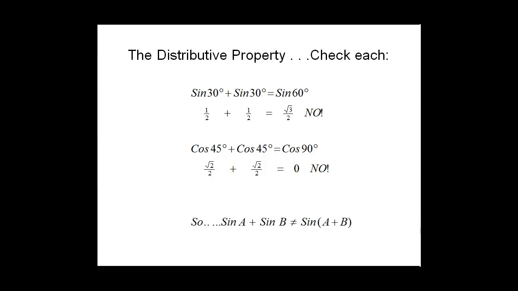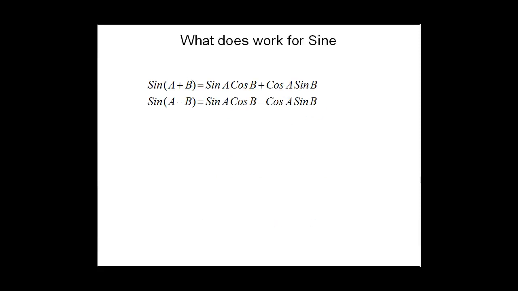Now, but there is a formula for sine for adding two angles, and that is sine of the first, cosine of the second, plus cosine of the first, sine of the second. If you're subtracting, it's sine cosine minus cosine sine. And if there's a plus in parentheses, there's a plus on the right side. That's what we are working with.